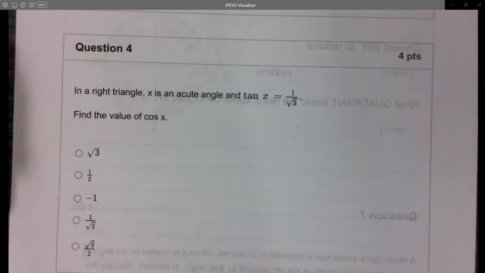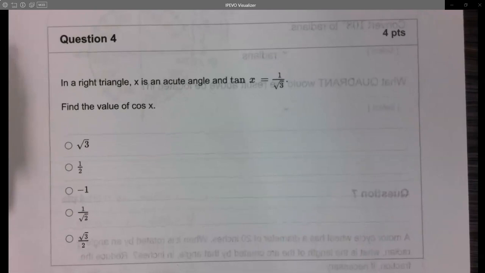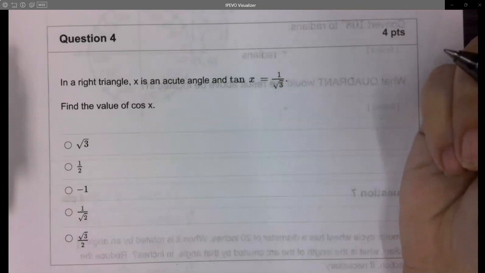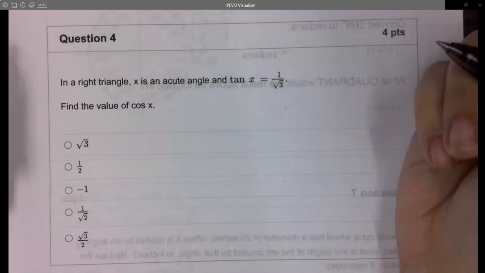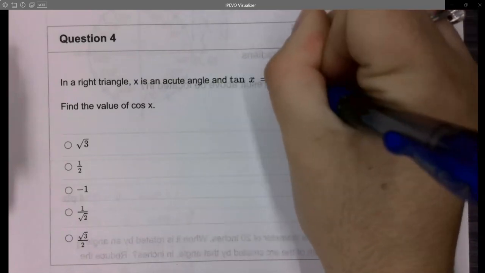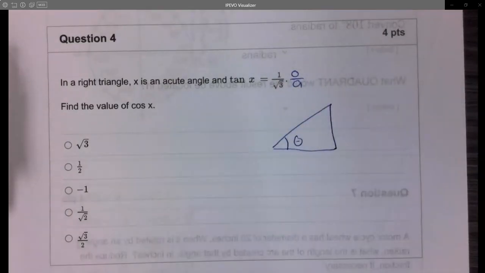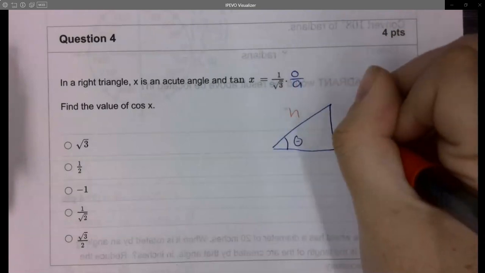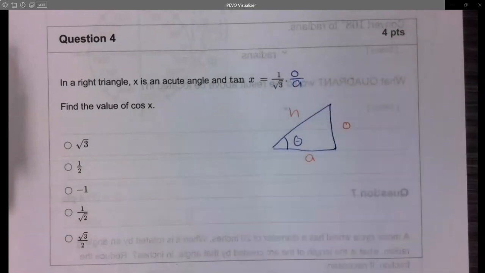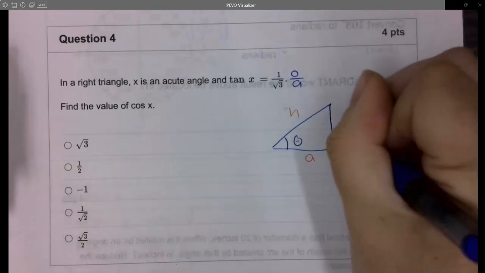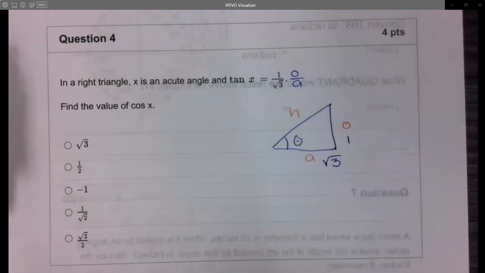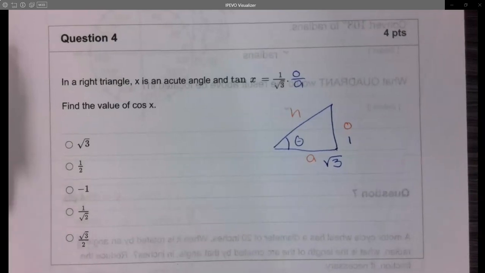This one tells me in a right triangle, x is an acute angle, and tangent is 1 over the square root of 3. So this is kind of like number 2, except I only have to find one angle. Remember, tangent is opposite over adjacent. So if I sketch this out, I have my hypotenuse, my opposite, and my adjacent. It told me opposite was 1, adjacent was the square root of 3. I want to find the value of cosine, so I need to know my hypotenuse.